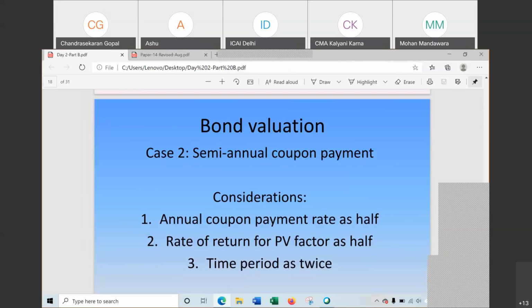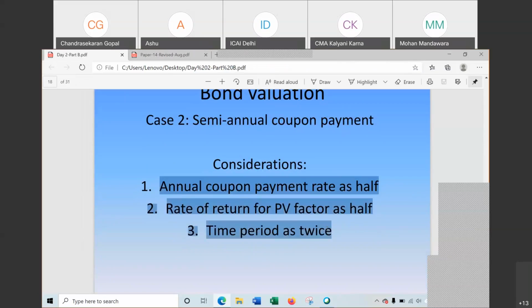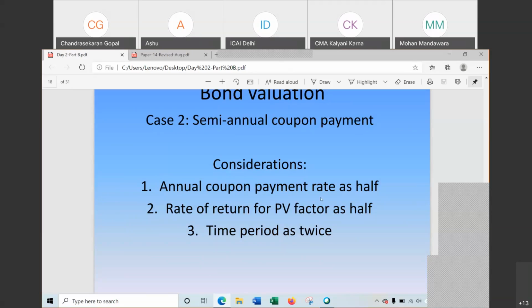When there is semi-annual coupon payment, it means interest is paid 2 times in a year. That is semi-annual coupon payment. Now 3 things we have to remember here. One is the annual coupon payment rate should be taken as half. Rate of return for the PV factor will be taken as half. Time period will be taken as twice.